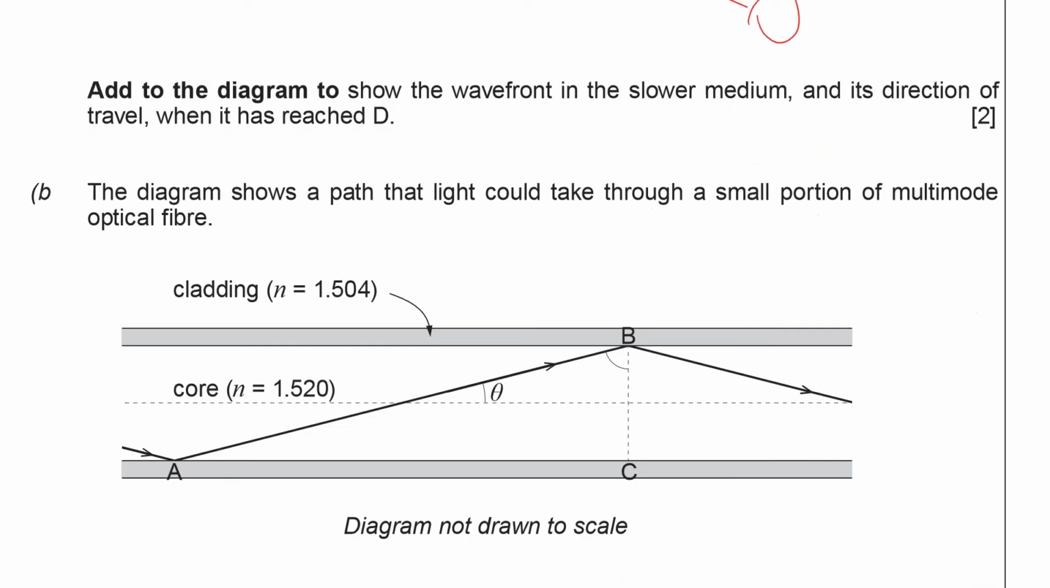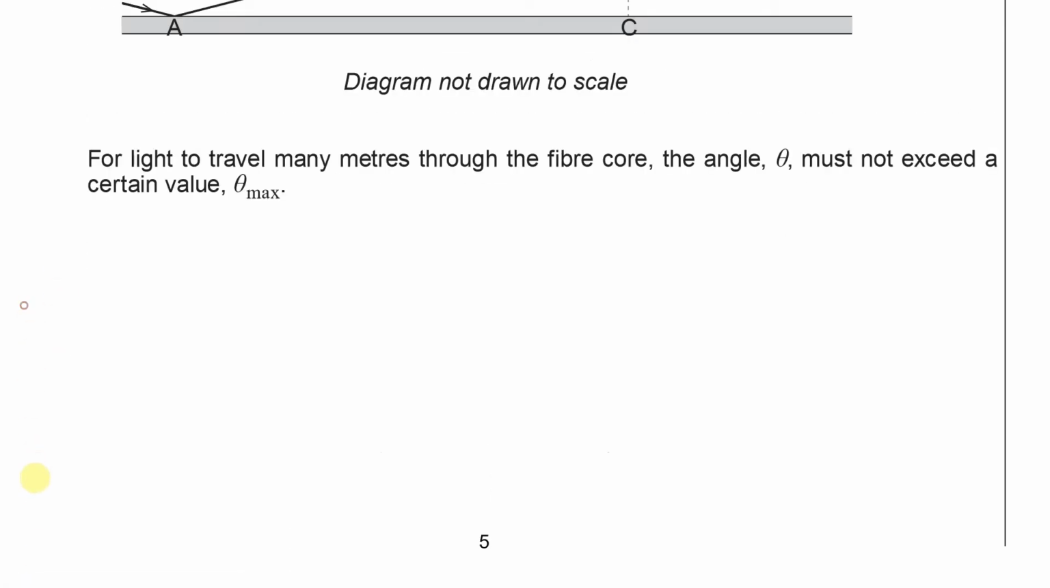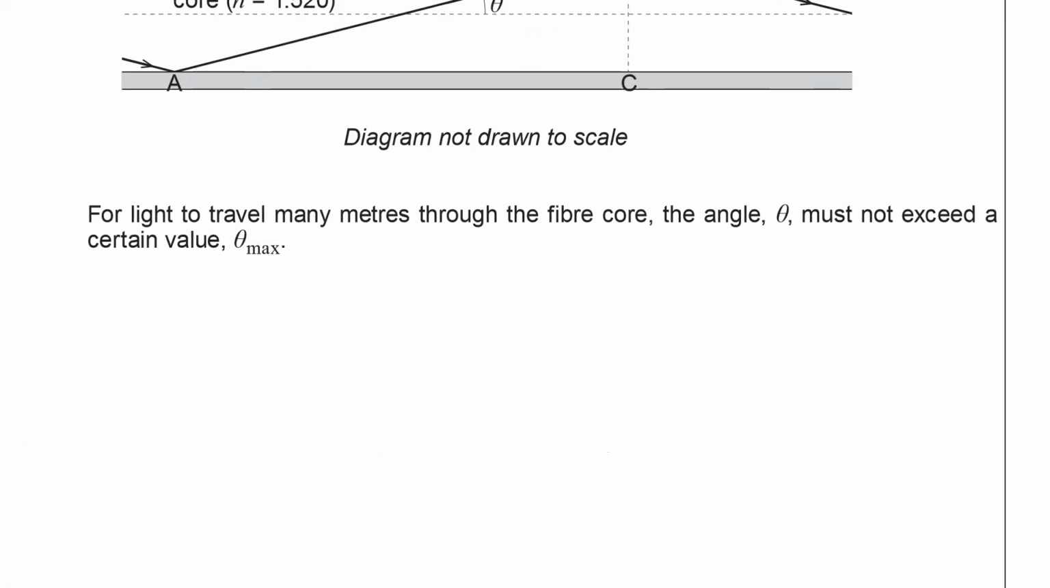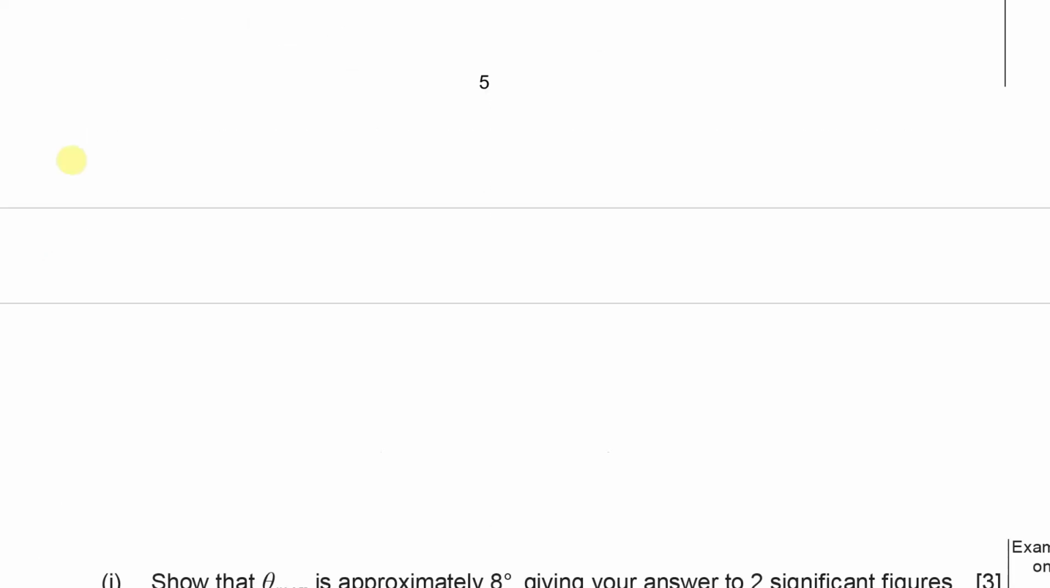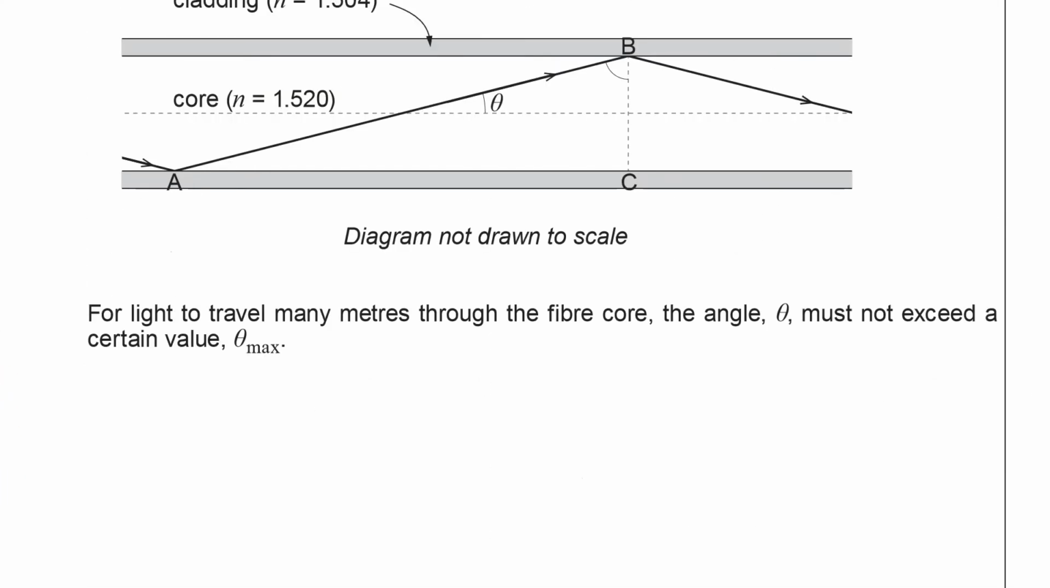Next we have a diagram showing the path that a ray of light could take through an optical fibre, and this is a multi-mode optical fibre. We're told that for light to travel many meters through the fibre core, the angle theta must not exceed a certain maximum value, theta max. And then we're asked to show that theta max is approximately 8 degrees, given our answer correct to two significant figures. Well, here the key to this is to realise that in this particular diagram, this angle at the top is actually the critical angle.